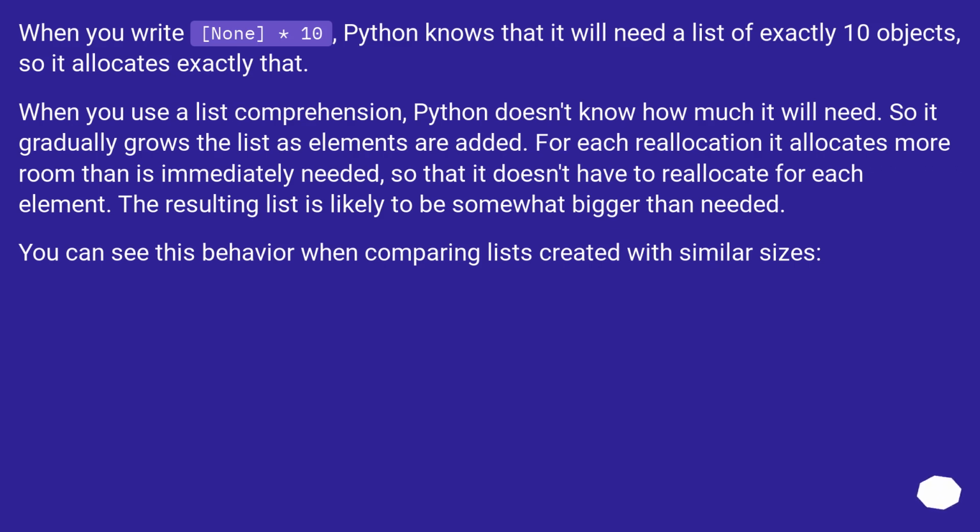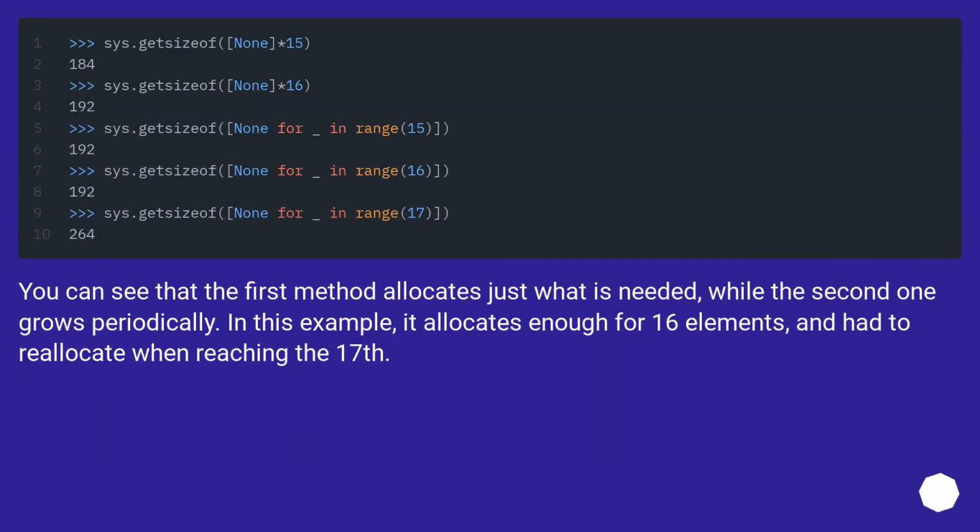You can see this behavior when comparing lists created with similar sizes. You can see that the first method allocates just what is needed, while the second one grows periodically. In this example, it allocates enough for 16 elements, and had to reallocate when reaching the 17th.